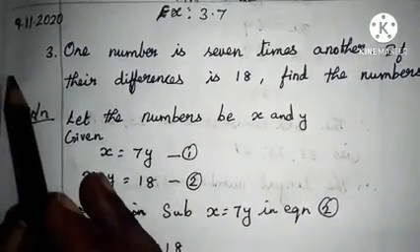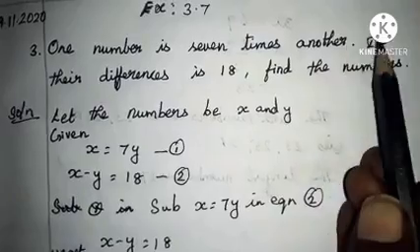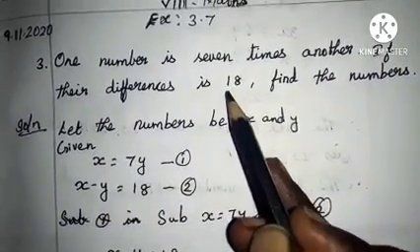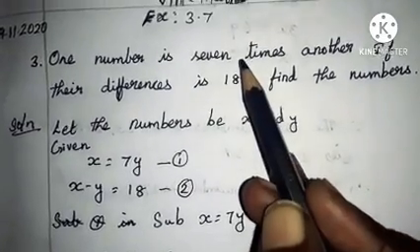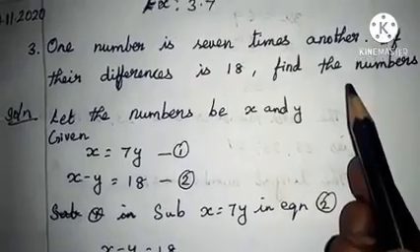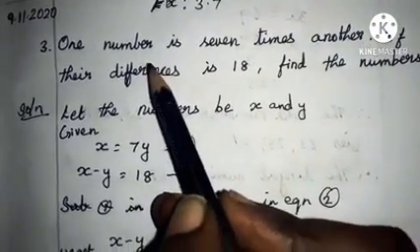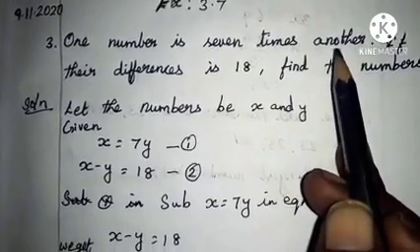Third one: one number is 7 times another. If their difference is 18, find the numbers. Here they have given two statements. Using these two statements, you have to find the numbers. The first statement is one number is 7 times another. So you have to find two numbers.